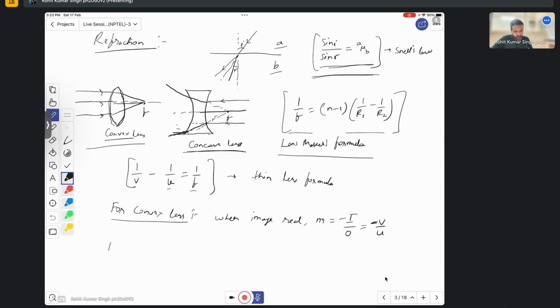And for the concave lens also, when the image is virtual, so for a convex lens the image can be both real and virtual. When the image is virtual, magnification will be I by O equal to v by u. And for a concave lens, since the image is always virtual, only this case applies. So just to keep in mind.